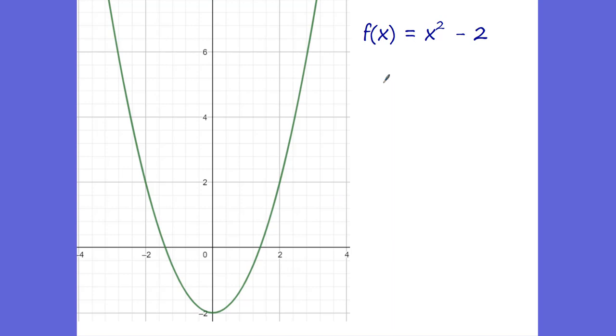So let's take a look at something like this. What's the derivative of x squared minus 2? We multiply this 2 out front, so we get 2x that goes down to the first power. Any constant is 0. There's your derivative right there.